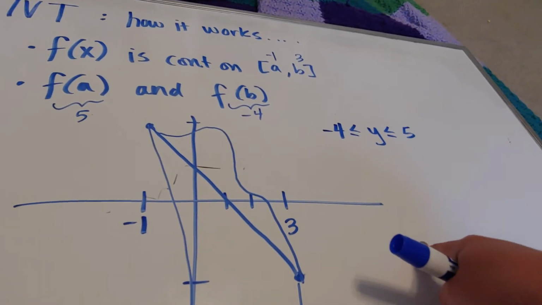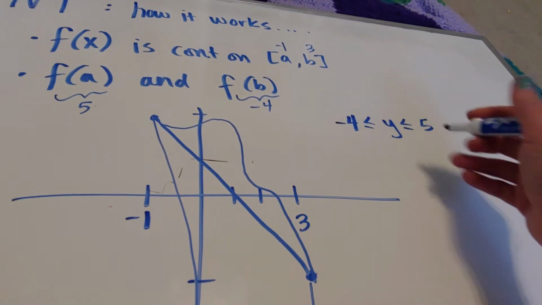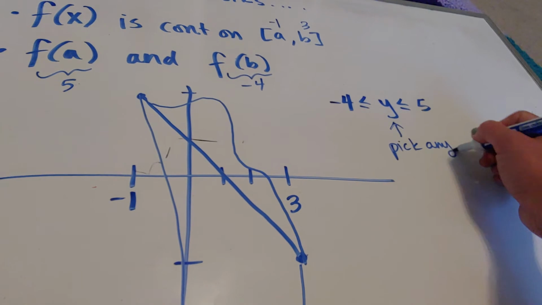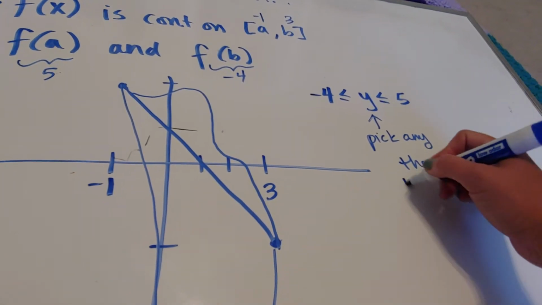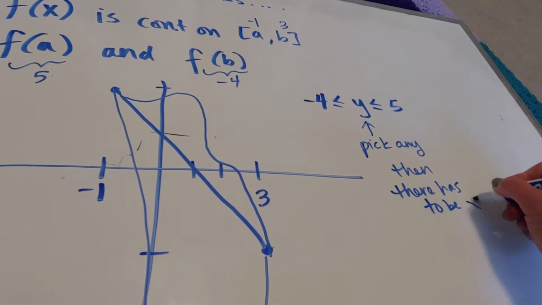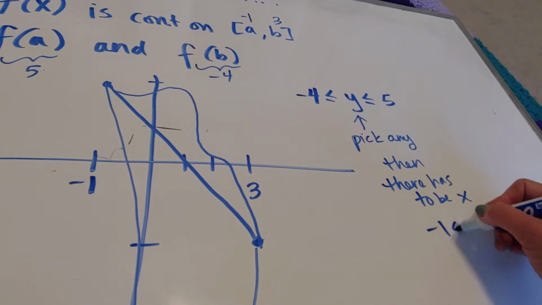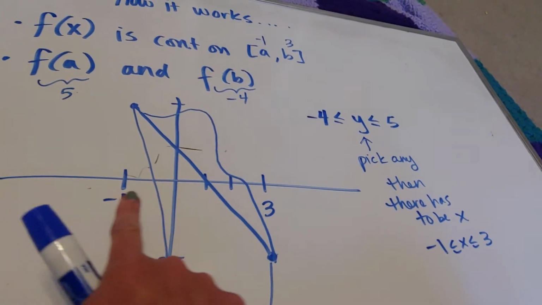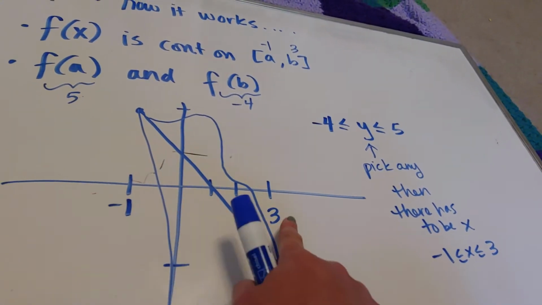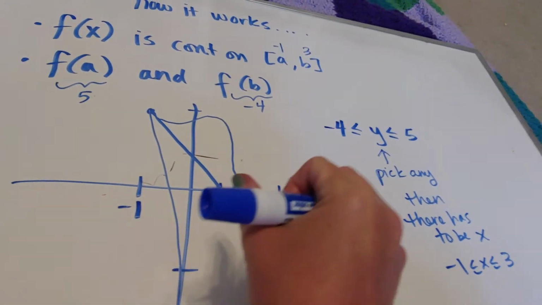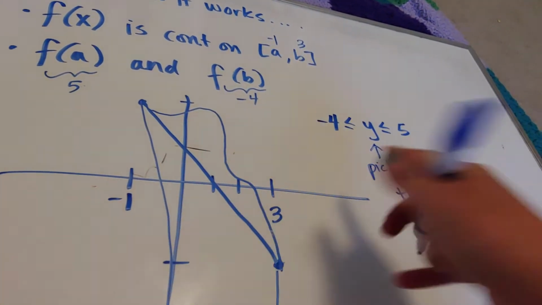So what the intermediate value theorem says is, hey, if you pick any y in here, then there has to be an x between -1 and 3 when this happens. Now, how did I get the numbers -1 and 3? Because those are my values, -1 and 3. So we're saying if we box out in the y direction and box out in the x direction, this has to be true.